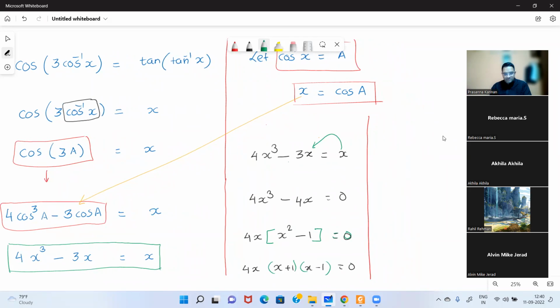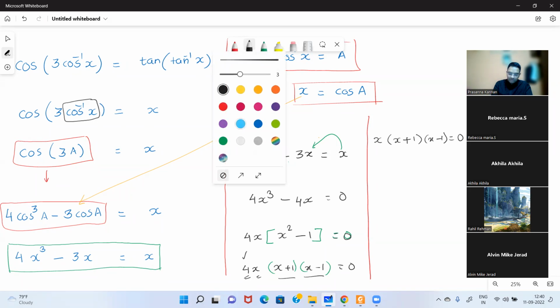Yes, sir. Now, of all these terms, the first term cannot be 0 because that's a constant, correct? Yes, sir. So basically, if I divide by that constant, it will be x into x plus 1 into x minus 1 equal to 0, correct? Yes, sir. Now, even if one of those 3 terms is 0, then the answer is 0, correct?